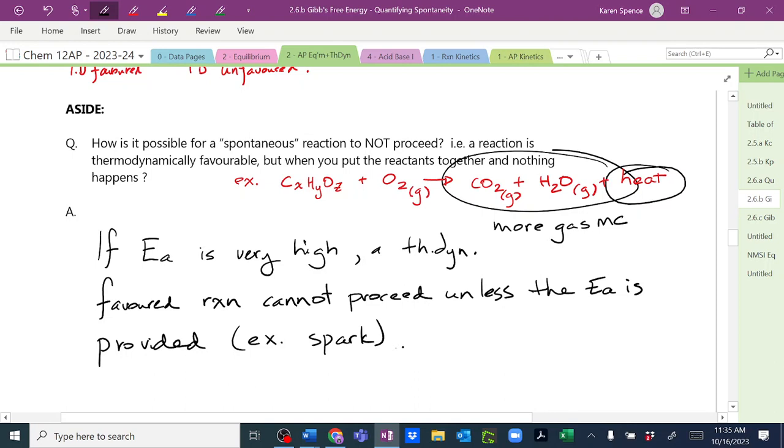So for example, a spark. Yes? We say it's not kinetically favored. It can be thermodynamically favored, but the kinetics are not conducive to a reaction.